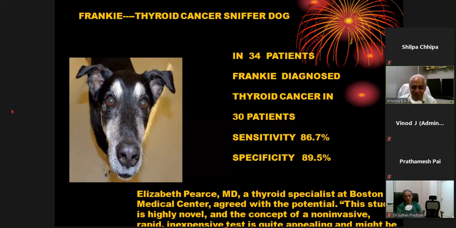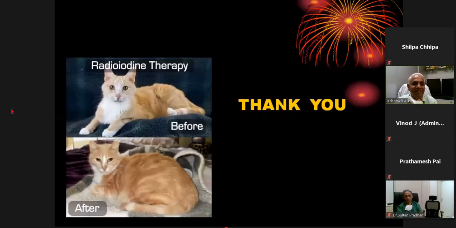Imagine all of us going with a dog to our clinic. And here is the last slide. This cat had a thyroid cancer, metastatic disease, was given radioiodine therapy, and look, after radioiodine therapy, how great he has become. So this is beautiful to demonstrate, even in these lovely animals, the role of isotopes as far as thyroid cancer is concerned. Thank you very much on that note.